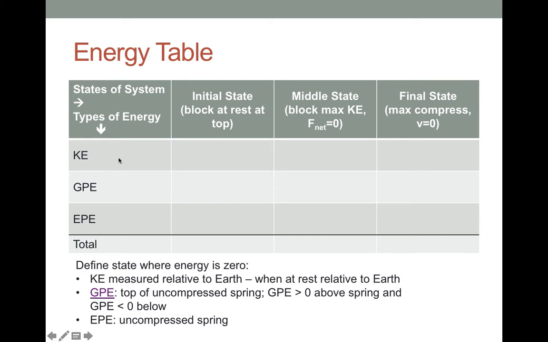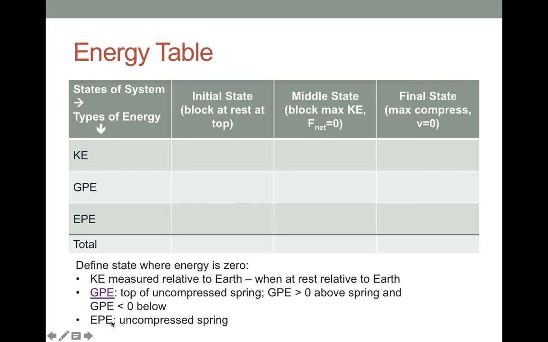The rows that we've put in are each of the different types of energy: the kinetic energy of the block, the gravitational potential energy, and the elastic potential energy. The bottom here is the total amount of energy. Now, the kinetic energy will be zero when the block is at rest with respect to the earth, because the earth is our frame of reference.